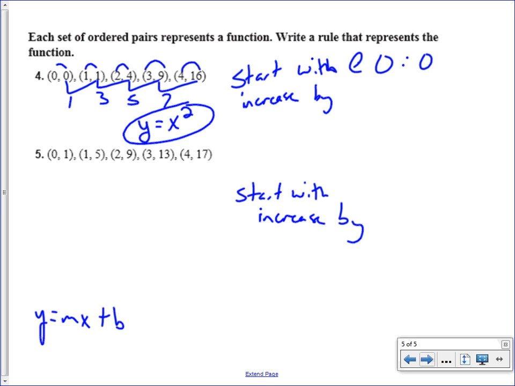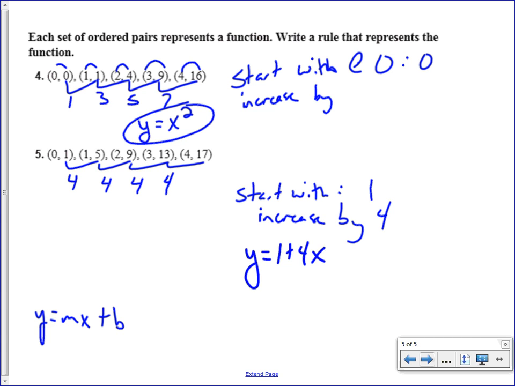Okay, if you look at the second one, this time we start with a 1. And then if I look at my pattern, I'm increasing by 4, increasing by 4, increasing by 4, increasing by 4. So this one is linear, and it's increasing by 4. So our equation would be y equals 1 plus 4x.